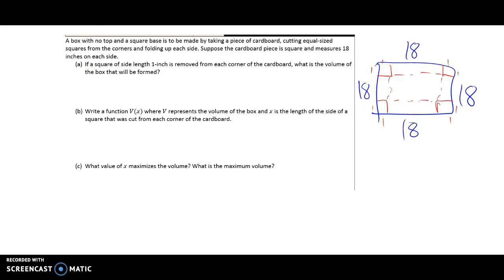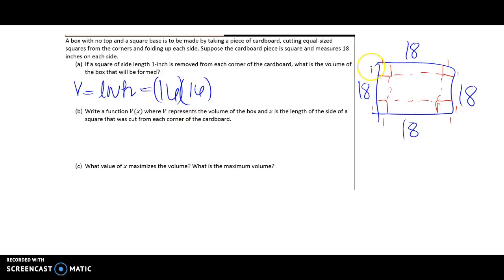If you'll recall from geometry, the formula for volume of a box is length times width times height. In this case, it would look like the length is 18, but remember I'm snipping here 1 inch off each side. So the length's actually 16. Same thing for my width. It looks like it would be 18, but I'm snipping 1 inch off each side to get a total of 16.